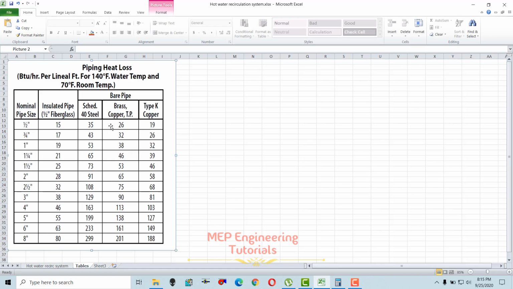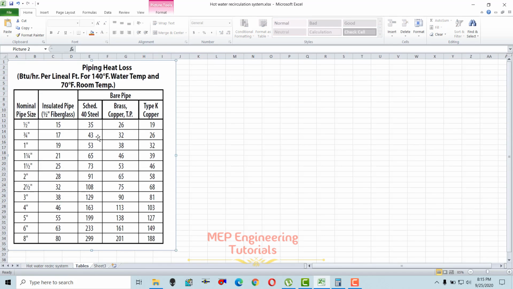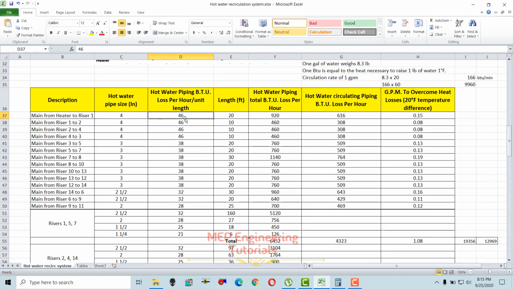If you have bare pipes without insulation, you have to use these values. If you have insulated pipe, you have to use this column's values. Since our pipe is insulated, half-inch fiberglass insulation, it is this one. First I have a 4-inch pipe size, so I have to write the heat loss value for the 4-inch pipe size with insulation. You see that it's 46, so I write 46 here.